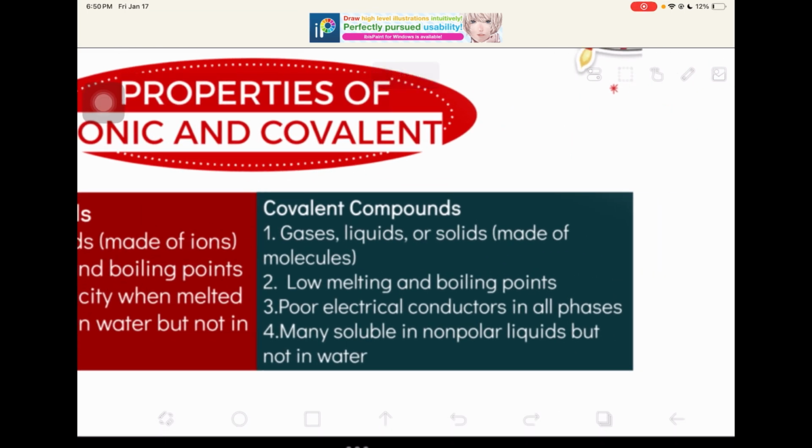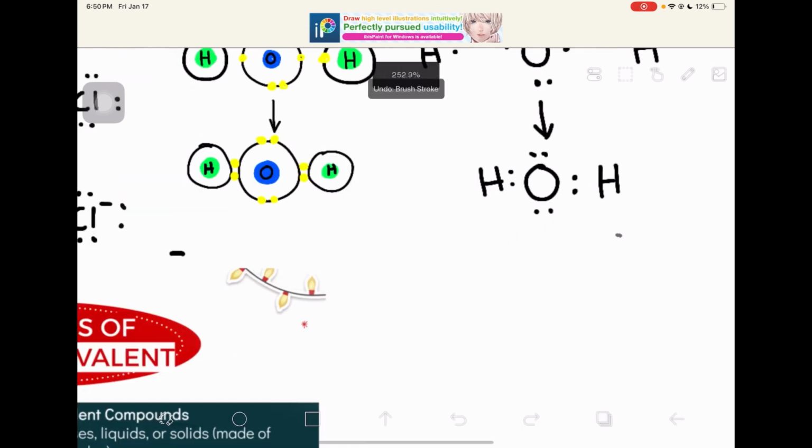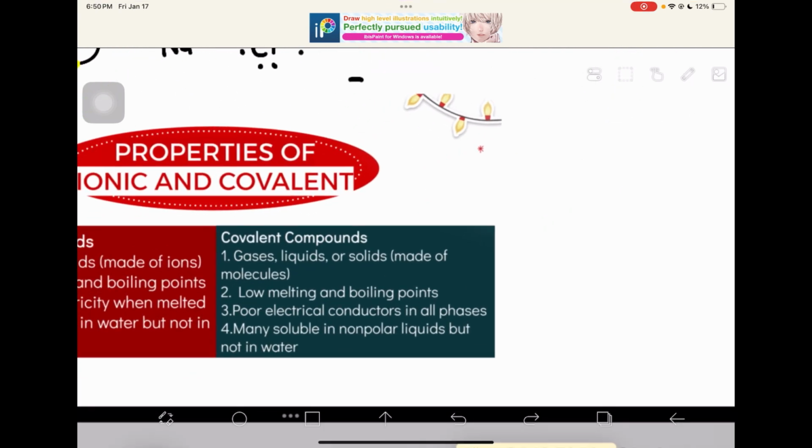Meanwhile, covalent compounds are just gases, liquids, or solids made out of molecules. Like I said, this is a molecule. This generally means lower melting and boiling points, because gases or nonmetals don't really have the highest melting points. And because there's no metal present, it usually indicates poor electrical conduction in all phases. This is the opposite of ionic because it's not soluble in water, but it is in nonpolar liquids.